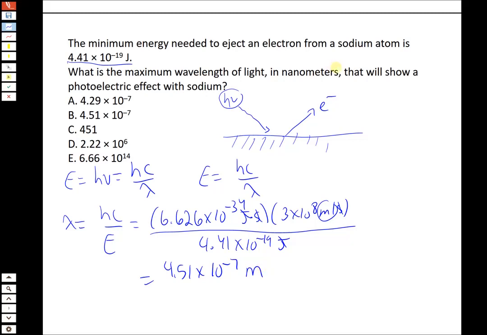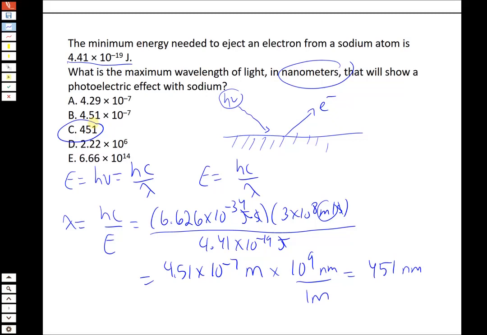But here we're looking for the wavelength in nanometers. We don't want to pick choice B here because that's the wrong units. So we need to multiply this by 10 to the 9th nanometers over 1 meter to convert. So we should get 451 nanometers. So choice C is correct when we account for the units that it was asking for.